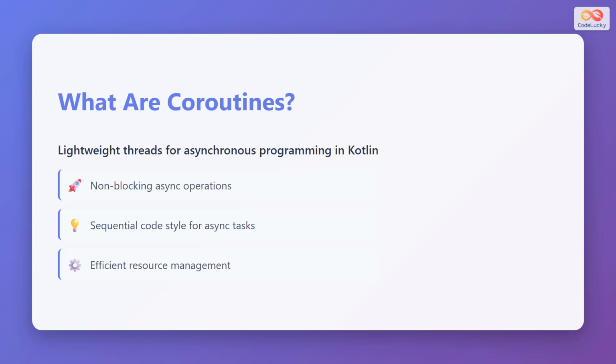First, they enable non-blocking async operations, which means your app stays responsive even when performing heavy tasks. Second, they allow you to write asynchronous code in a sequential, easy-to-read style, just like regular synchronous code. And third, they provide efficient resource management, using less memory than traditional threads while handling multiple operations at once.